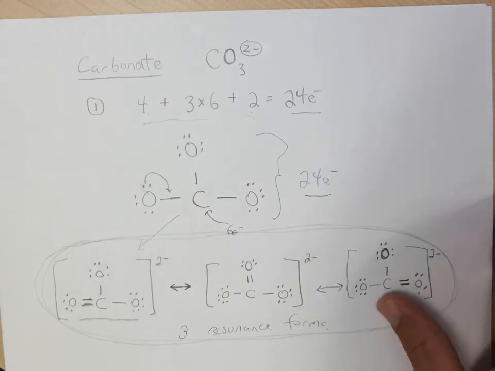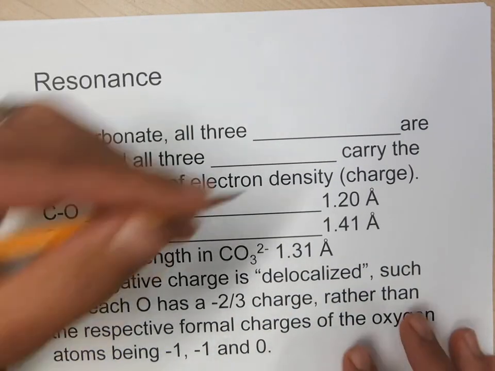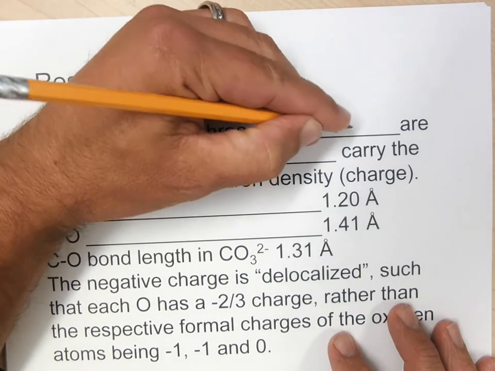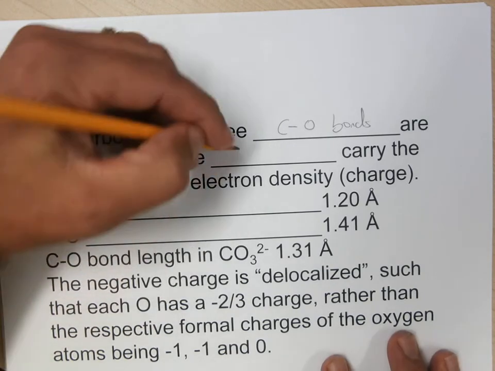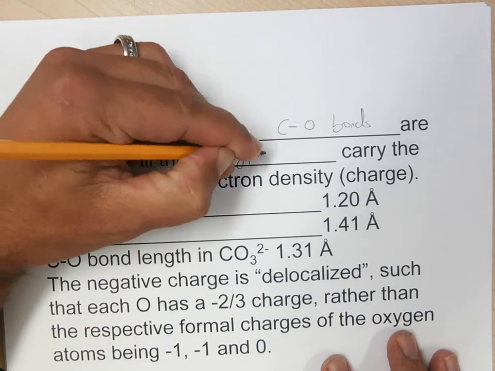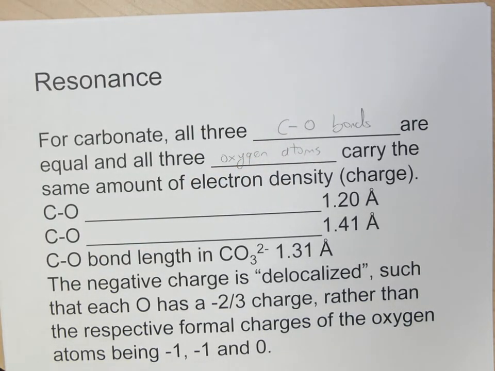And you might be interested in knowing why they came up with this theory, or what kind of evidence they are trying to explain. For carbonate, all three of the CO bonds are equivalent lengths, and all three oxygen atoms carry the same amount of electron density. And we'll talk about formal charges and how that's also an integral part of Lewis dot structures. But the three oxygens are equivalent, the three carbon-oxygen bonds are equivalent.